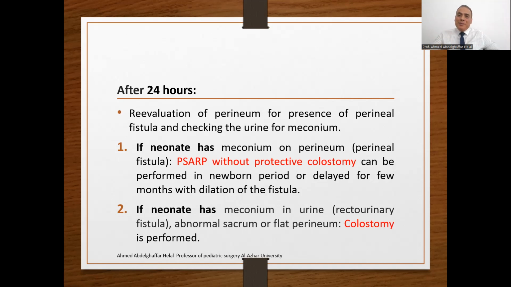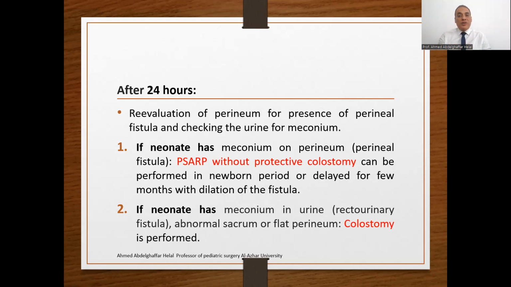To perform a primary PSARP will depend on the experience of the surgeon, whether the surgeon is very expert in dealing with the newborn with meticulous and fine handling and dissection or not, and it also depends on the condition of your baby. Are there associated anomalies, or is your baby in good condition and good health with no associated anomalies? So according to the type of the anomaly, if you find meconium on the perineum or a perineal fistula, the reasonable option is to perform PSARP without protective colostomy.